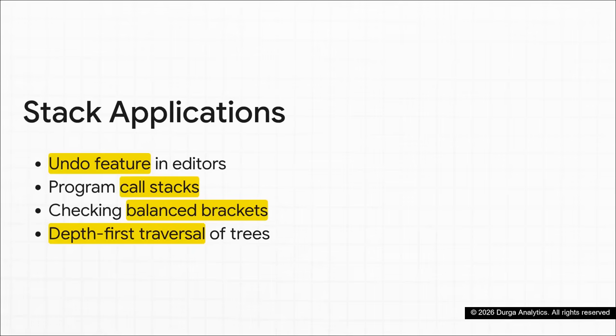Then, of course, there's the call stack, which is literally the mechanism that runs your programs and generates those stack traces we talked about back in Chapter 16. We also use stacks heavily for bracket matching in code compilers, and they are the core engine driving depth-first graph traversals, which we're going to dig into later in Chapter 30.